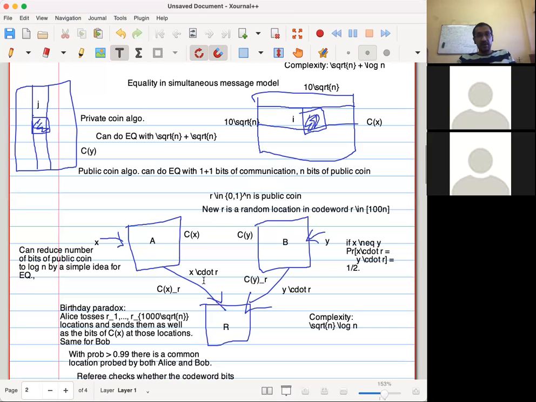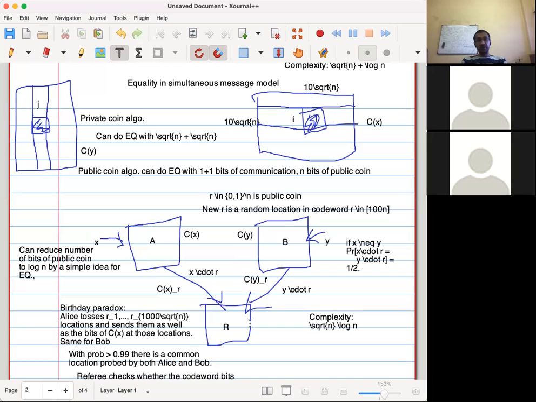And the message is the dot product of x and r. So dot product is done modulo 2. Similarly, the message of Bob was y dot r. And the referee just did the simple thing. If the two message bits that he receives are equal, he will declare x equal to y, or else he will declare unequal. Now, of course, if x is equal to y, the two message bits will be the same. So the referee will succeed with probability 1.